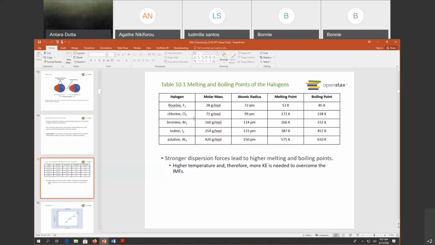Now this slide is all London dispersion force. They are all nonpolar. F2, Cl2, Br2, I2, they are all nonpolar. So that means the only force is London dispersion. So then how do you differentiate if you have only one type of force? Then you go by the molar mass. Higher the molar mass means higher the strength of the London dispersion. And that means it will have higher melting and boiling.